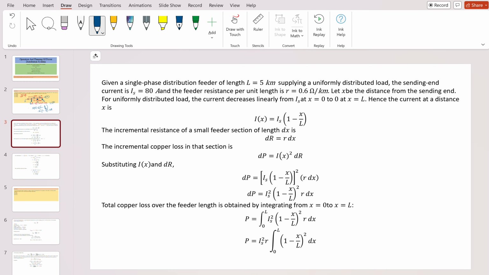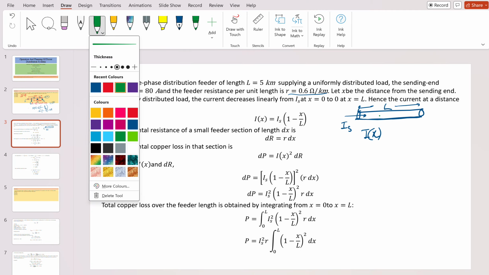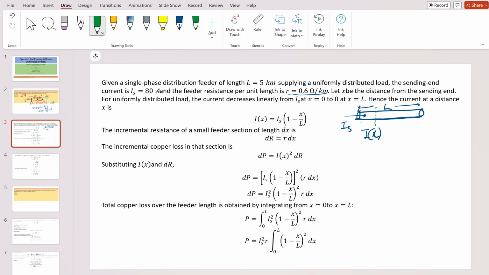Here r is already given. I have already told you this is the feeder length. Here the source current Is is coming, and the total length is L. If you wanted to know at a distance x what current will flow, Ix will be simply Is times 1 minus x by L.